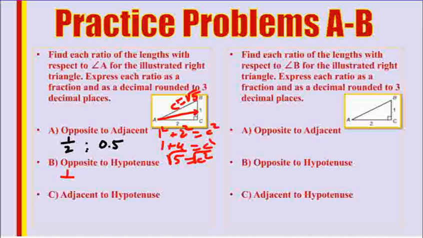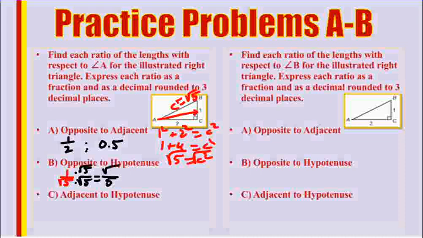So now this would be 1 over the square root of 5. And I cannot have a radical in my denominator, so I need to rationalize that by multiplying this by the square root of 5 over the square root of 5. And now I'm left with 5 in the denominator, because 5 times 5 is 25. The square root of 25 is 5, and I have the square root of 5 on top. So I have square root of 5 over 5.